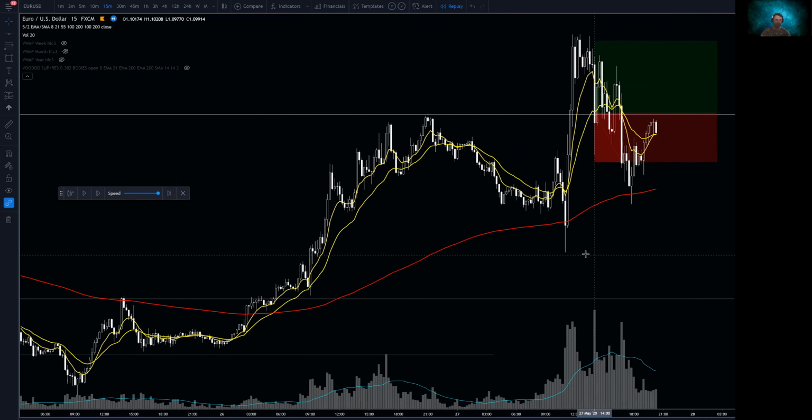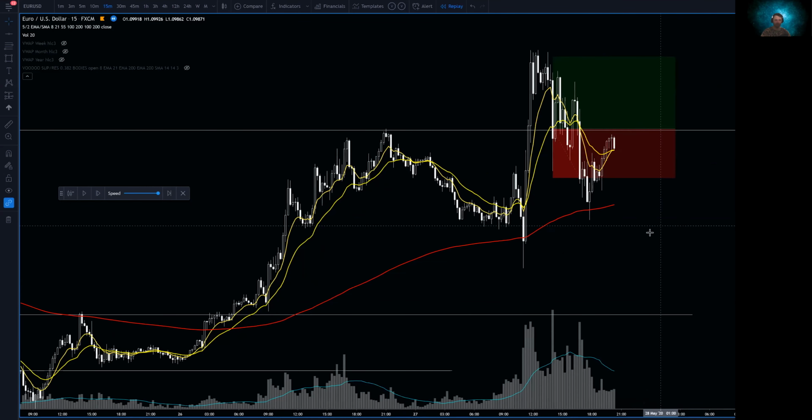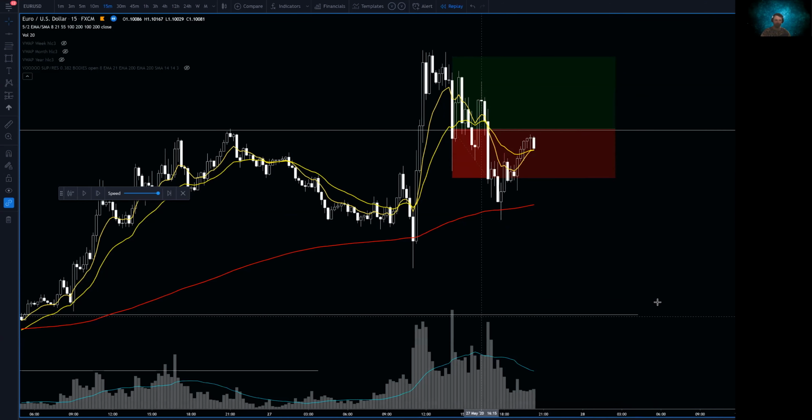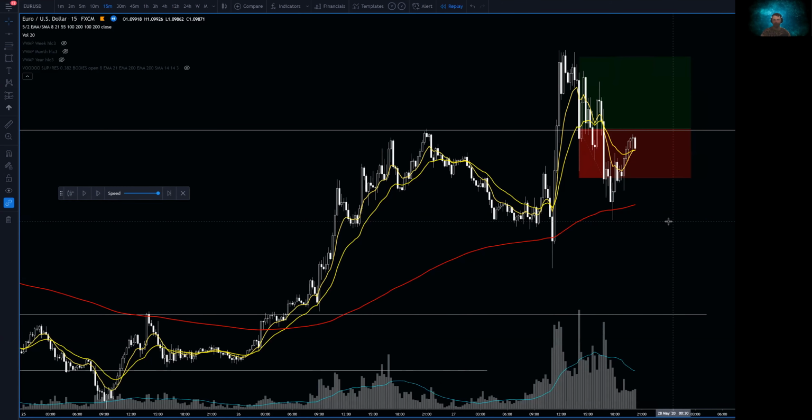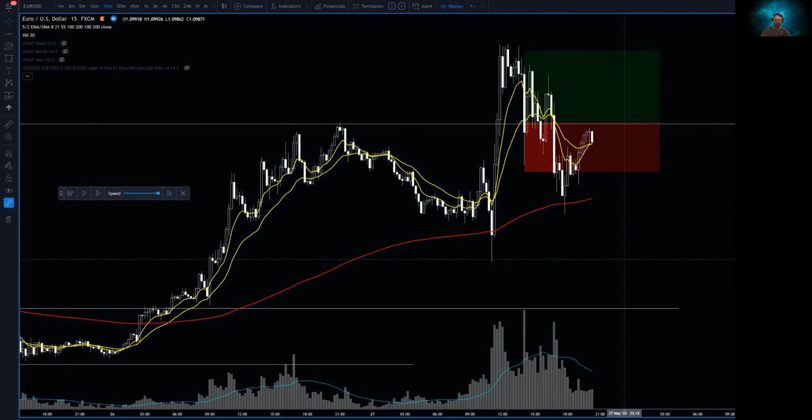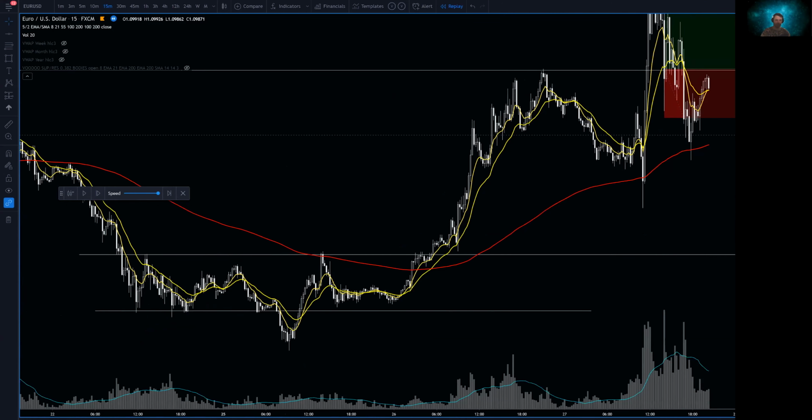So I really like using this one for myself. And of course, there will be bad times like here, because we broke the resistance and we retested back into it. There is no perfect strategy, but you can really use it.